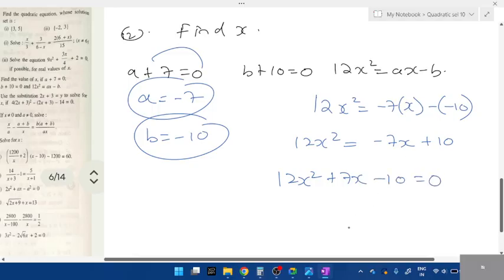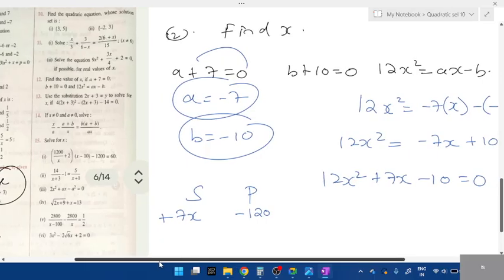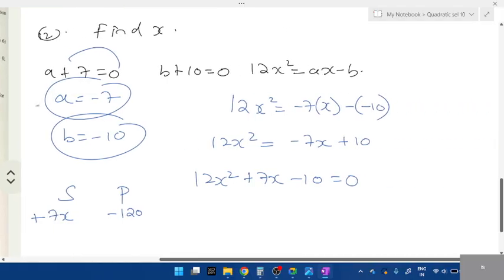Is this clear? Okay, I'll just mention some. Don't copy. 1 minute. When I'm teaching, listen. What is the sum here? Plus 7x. Product is how much? Minus 120. Which question? 12th question. First look at the question. A value they've given in the equation, b value they've given. So what I did was I took 7 to that side, we got a. I took 10 to that side, we got b. When I substituted, I got this. This is in the form of ax square plus bx plus c is equal to 0.